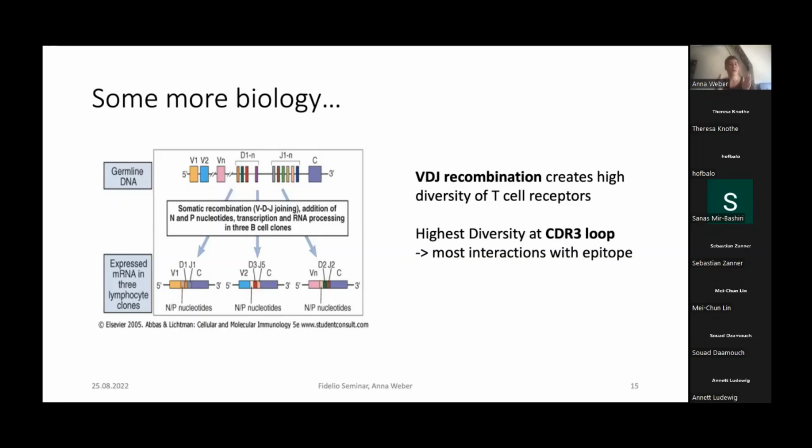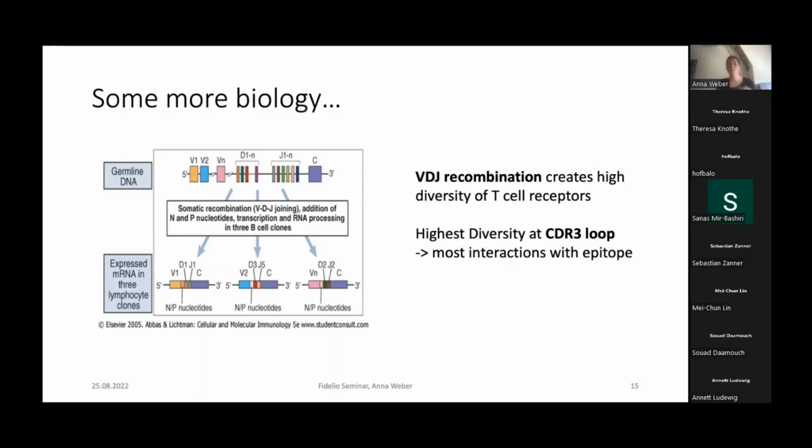And also at the junctions of these segments, there's extra randomness going on. So there are amino acids being inserted or deleted. So especially in this junction region, there's a very high diversity, and that's the region that in the end is the part of the receptor that interacts with the epitope. And that region is called the CDR3 loop.